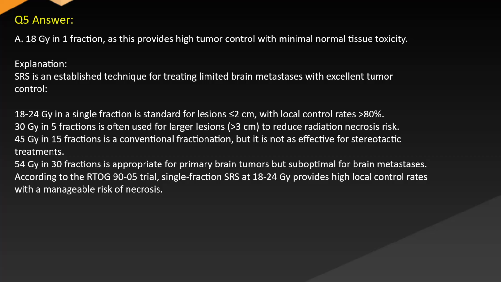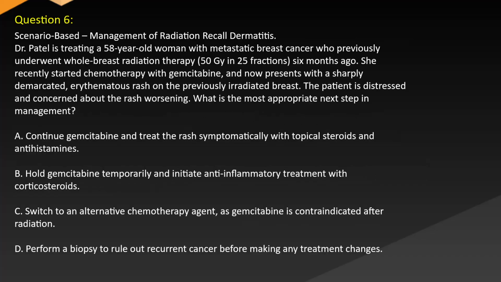45 Gy in 15 fractions is conventional fractionation, but it is not as effective for stereotactic treatments. 54 Gy in 30 fractions is appropriate for primary brain tumors, but suboptimal for brain metastases. According to the RTOG 9005 trial, single fraction SRS at 18-24 Gy provides high local control rates with manageable risk of necrosis. Question 6. Scenario-based: management of radiation recall dermatitis.